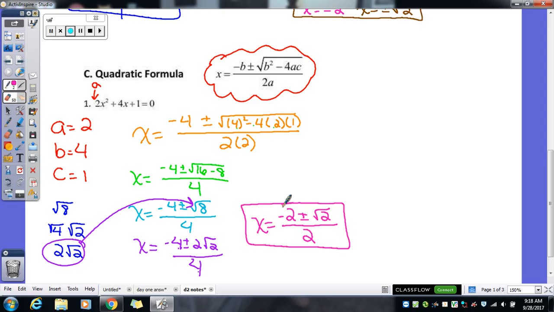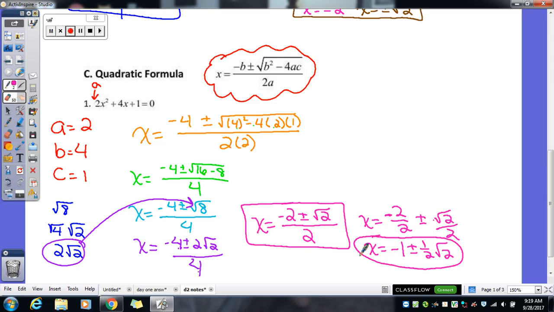Now sometimes what the Regents might do if it's a multiple choice question is they like to separate it for some reason. So they would put negative 2 over 2 plus or minus radical 2 over 2. So they kind of make it 2 fractions instead of the 1. But even then they would have to reduce it. So this would become negative 1 plus or minus, and then they like to write it as 1/2 radical 2. That is the same thing as that. You have to be able to know how to split it apart for your Regents exam so that you can recognize that it's the same thing.